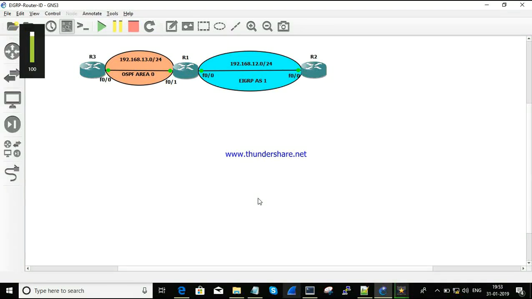Okay, all right. So in this session, we are going to look into EIGRP router ID and what are the issues that we can face in EIGRP router ID. So this is the topology that I'm going to explain about this issue, and we can proceed further. By default, EIGRP router ID will not cause any sort of issues.